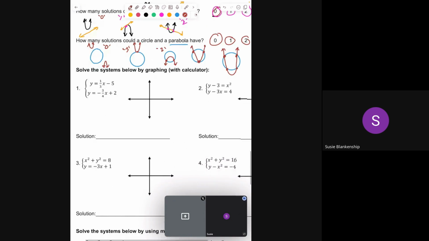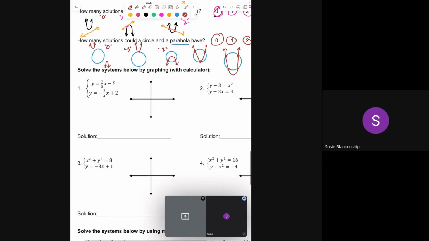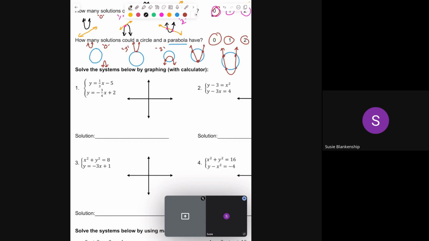So let's look at how to graph these. First of all, make sure you can recognize what you have graphing here. We're graphing a line and a line. You're going to graph it on your calculator, get a solution, and then come back and draw it here as well. Okay, so let's go to our calculator.